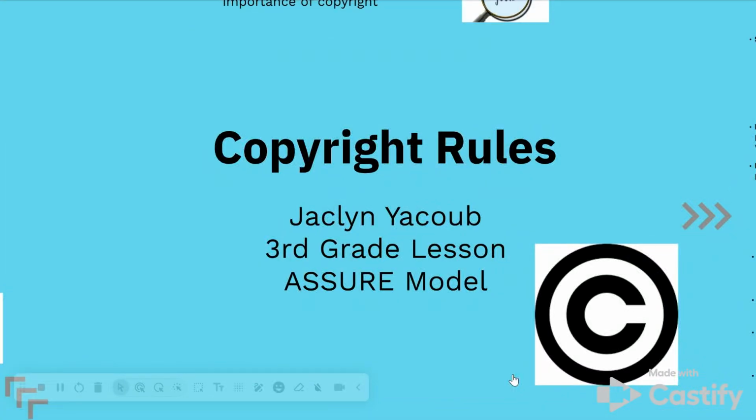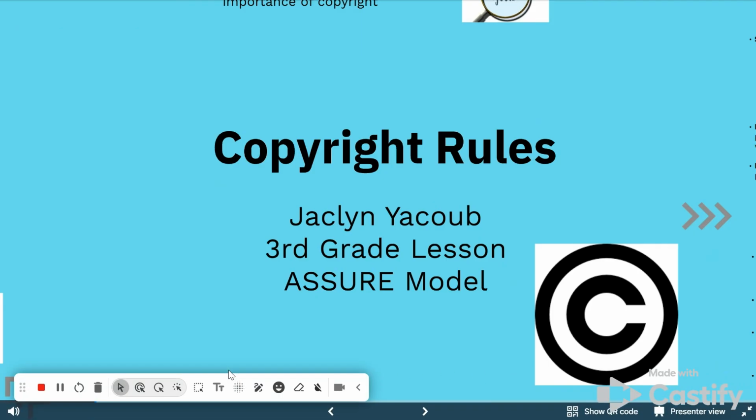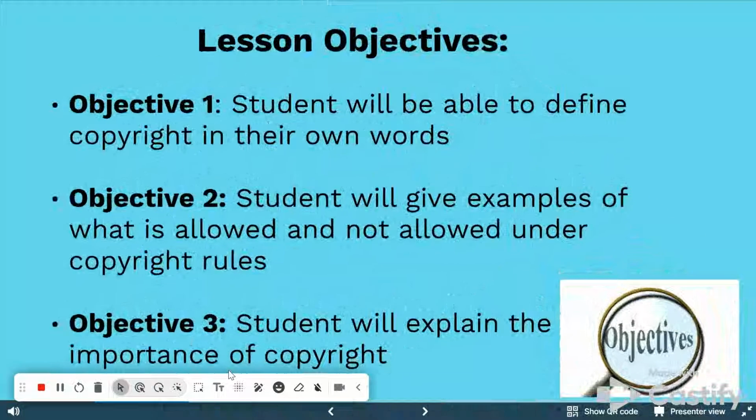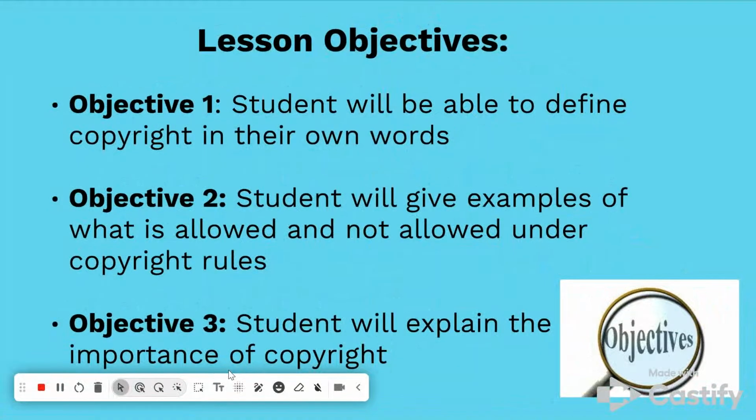I will be presenting a lesson on copyright rules for a third grade class using the ASSURE model. The objectives of the lesson are that student will be able to define copyright in their own words. Objective 2, student will give examples of what is allowed and not allowed under copyright rules. And 3, student will explain the importance of copyright.